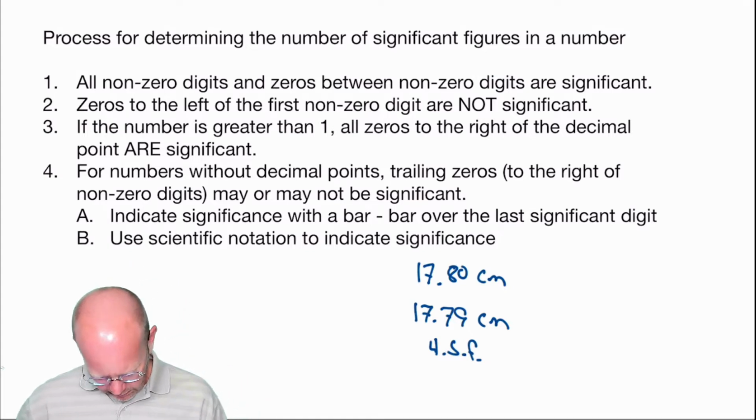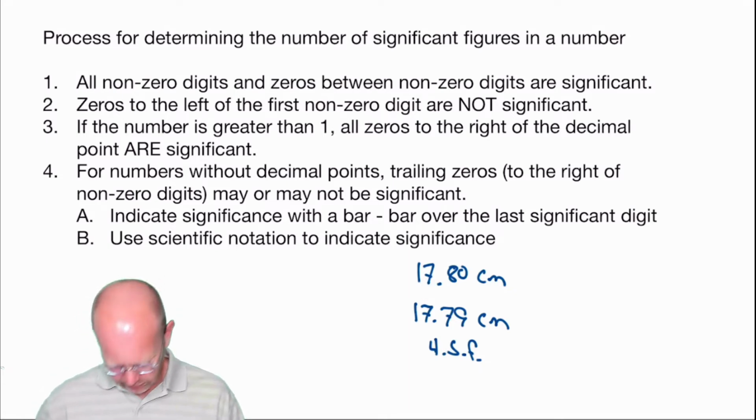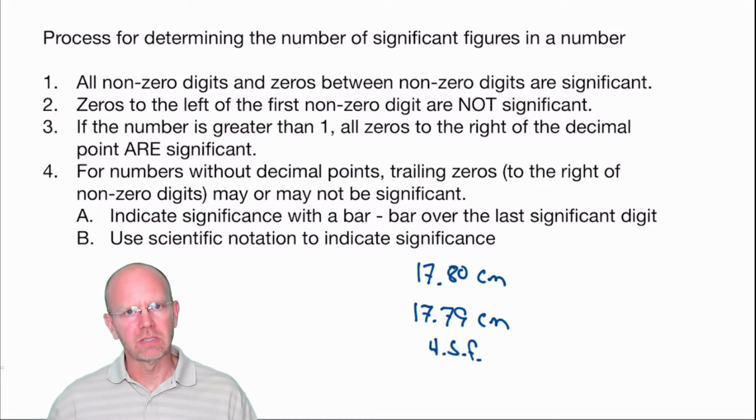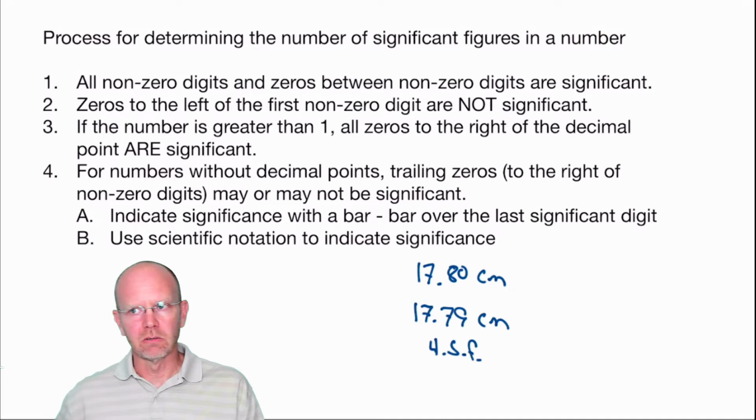So we can see in this number, the 1 is significant because it's a non-zero number, the 7 is significant because it's a non-zero number, the 8 is significant because it's a non-zero digit, and that 0 is significant because it follows to the right of a decimal point non-zero digits.